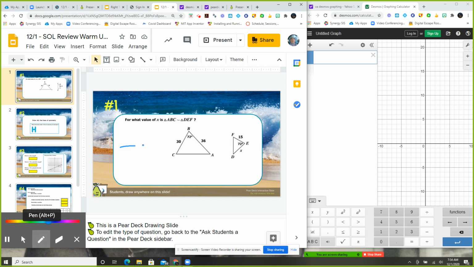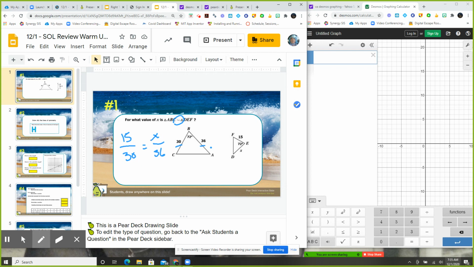Lots of people making proportions, right? So we see that it's similar. We know we need to make a proportion. We use 30 and 36, 30 and 36. The mistake I see is this, 15 and X. Why is that wrong?